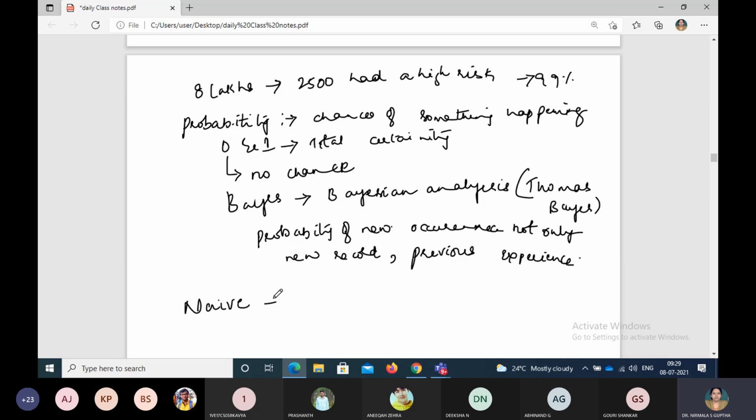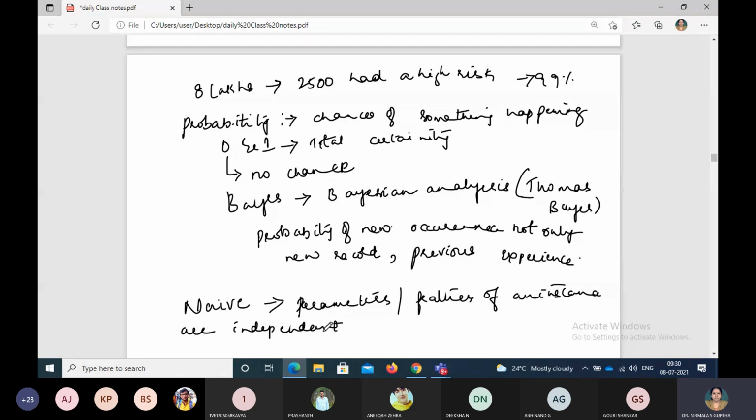Then what is this word naive? The word naive represents a strong assumption that all parameters or features of an instance are independent variables with little or no correlation.